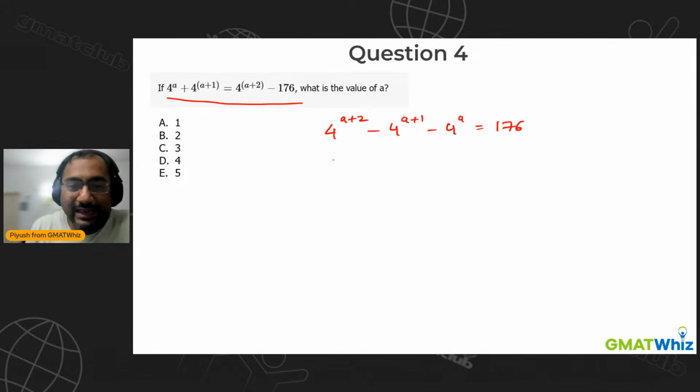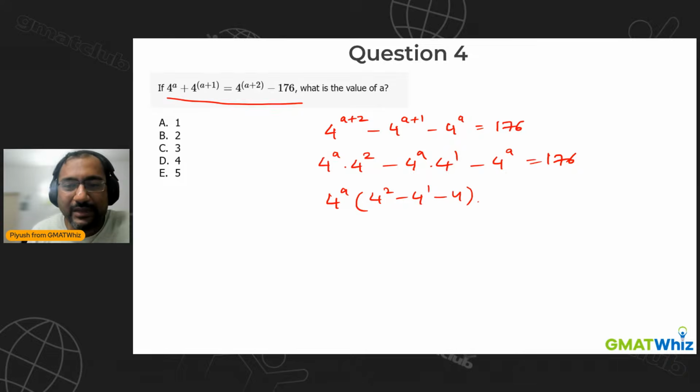Okay. Now, I can explain it more in depth, but I'll have to go at a certain pace, so assuming that you know all the concepts. I can write it like this, and then I can take 4 to the power a common. So I'll get 4 squared minus 4 to the power 1 minus 1, times 4 to the power a, is equal to 176.